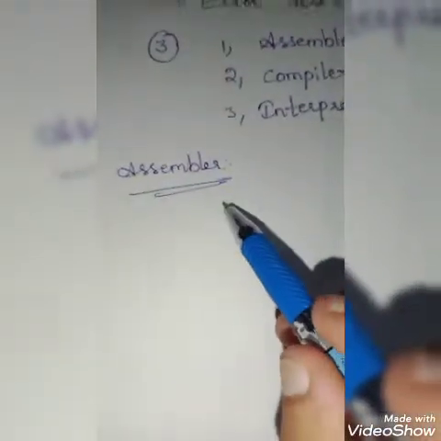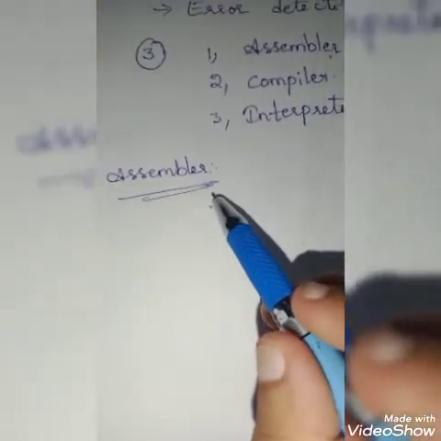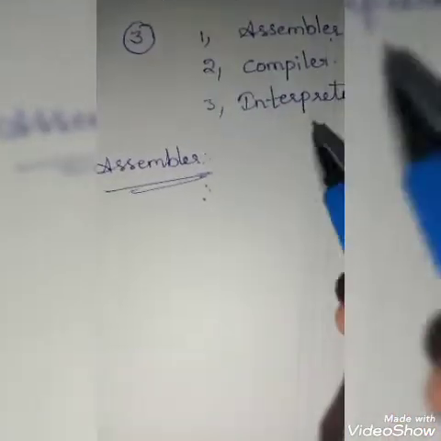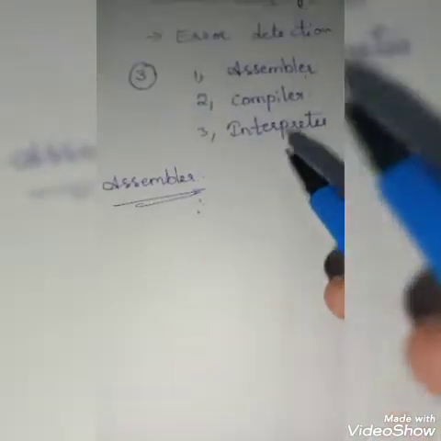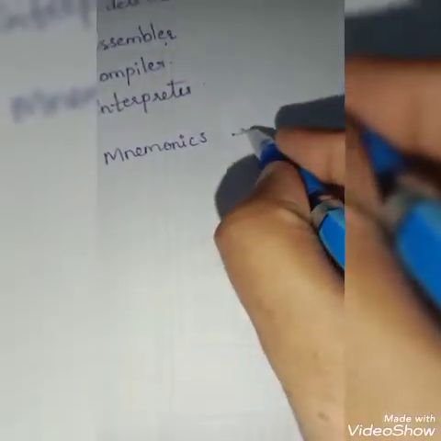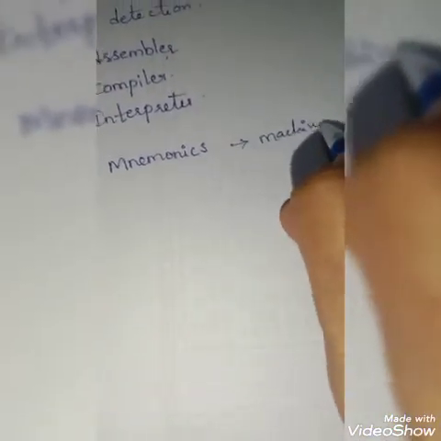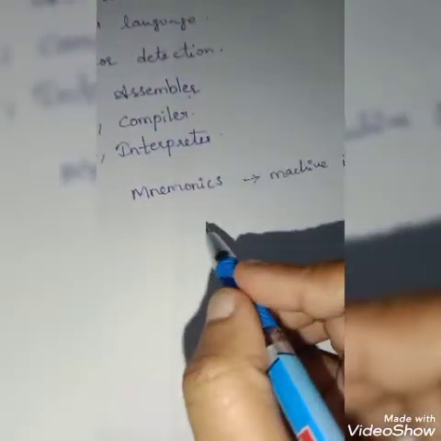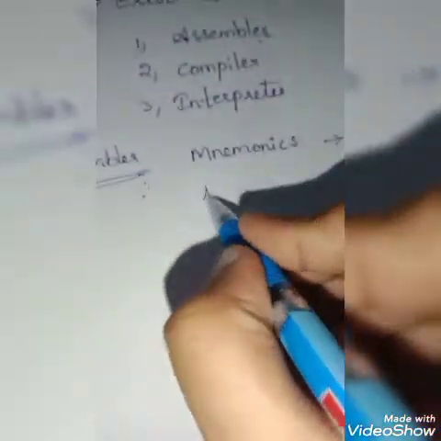So why are we using assemblers? Programmers found it difficult to write or read programs in machine language. So they began to use mnemonics for each machine instruction, which are then translated into machine language. Such a mnemonic machine language is called assembly language.